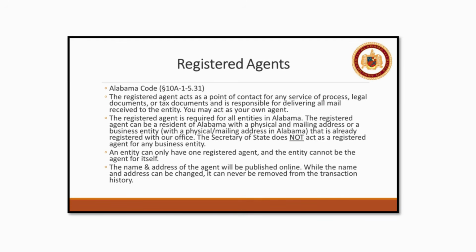A registered agent is required for all entities in Alabama. The registered agent must be a resident of Alabama with a physical and mailing address, or a business entity with a physical and mailing address in Alabama that is already registered with our office. The Secretary of State does not act as a registered agent for any business entity. An entity can only have one registered agent, and the entity cannot be the agent for itself.